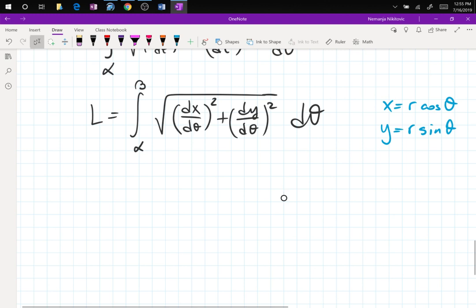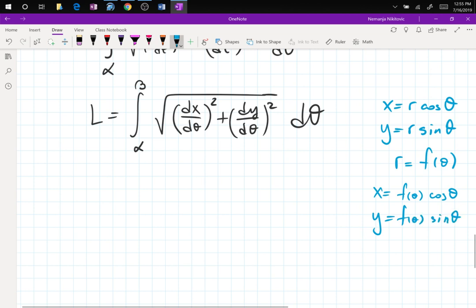Well, the first thing is that this r, the way we defined functions in calculus 2 for polar coordinates, we said that r is equal to f of theta. So that's right. That was the basic premise there. So we can say x is f of theta cosine theta, and y is f of theta sine theta. So these are the formulas that we are going to use in our calculation.